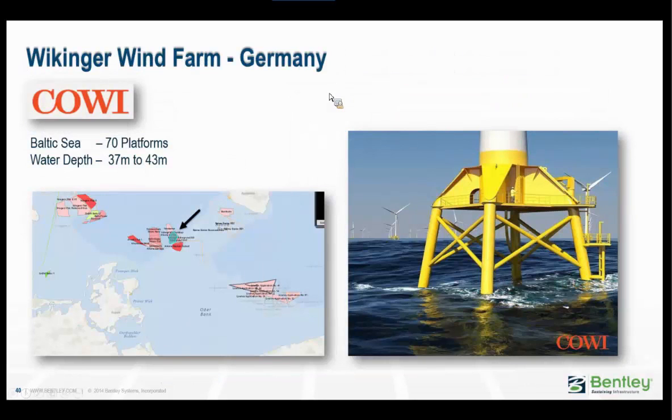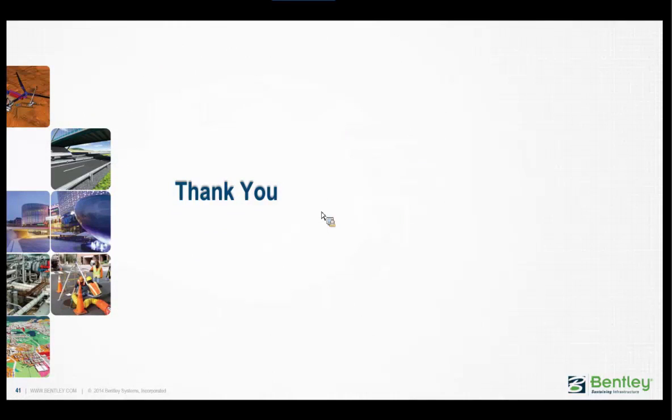This is the Wikinger wind farm off the coast of Germany in the Baltic Sea. There are 70 platforms in this case, in water depths ranging from 37 meters to 43 meters, and they are being installed right now. That brings me to the end of this tech talk. If you have any questions, we can definitely field those now.